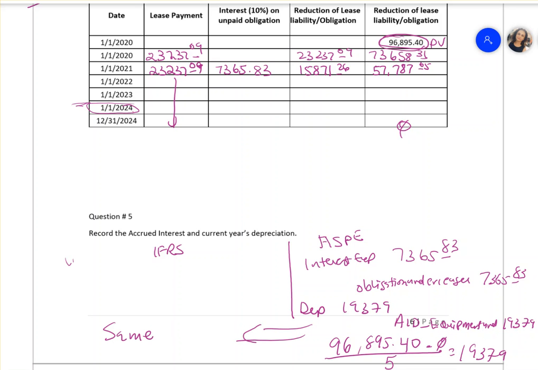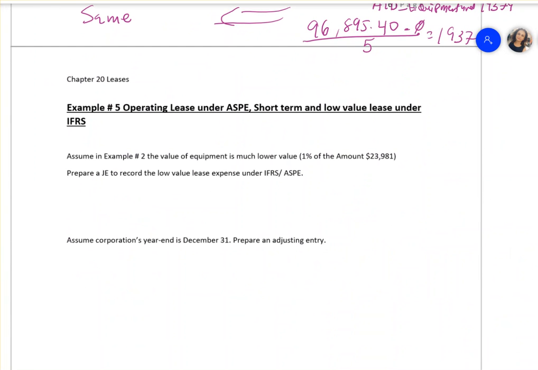Here this entry changes because your debit is your interest expense. However, the credit will be your lease liability for the 7365 and 83 cents. So this is how we can calculate it. Now this is where, if they have capital leases.